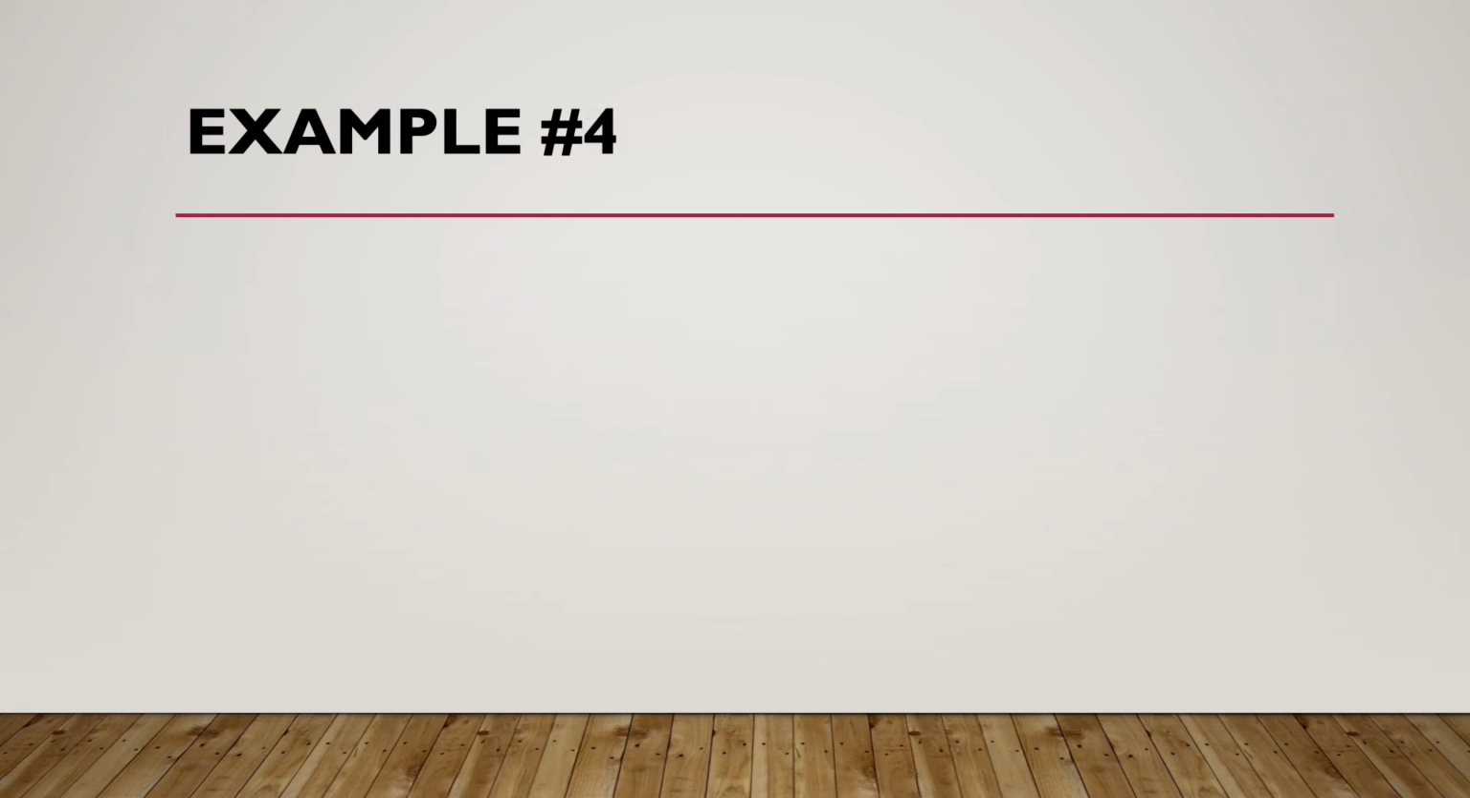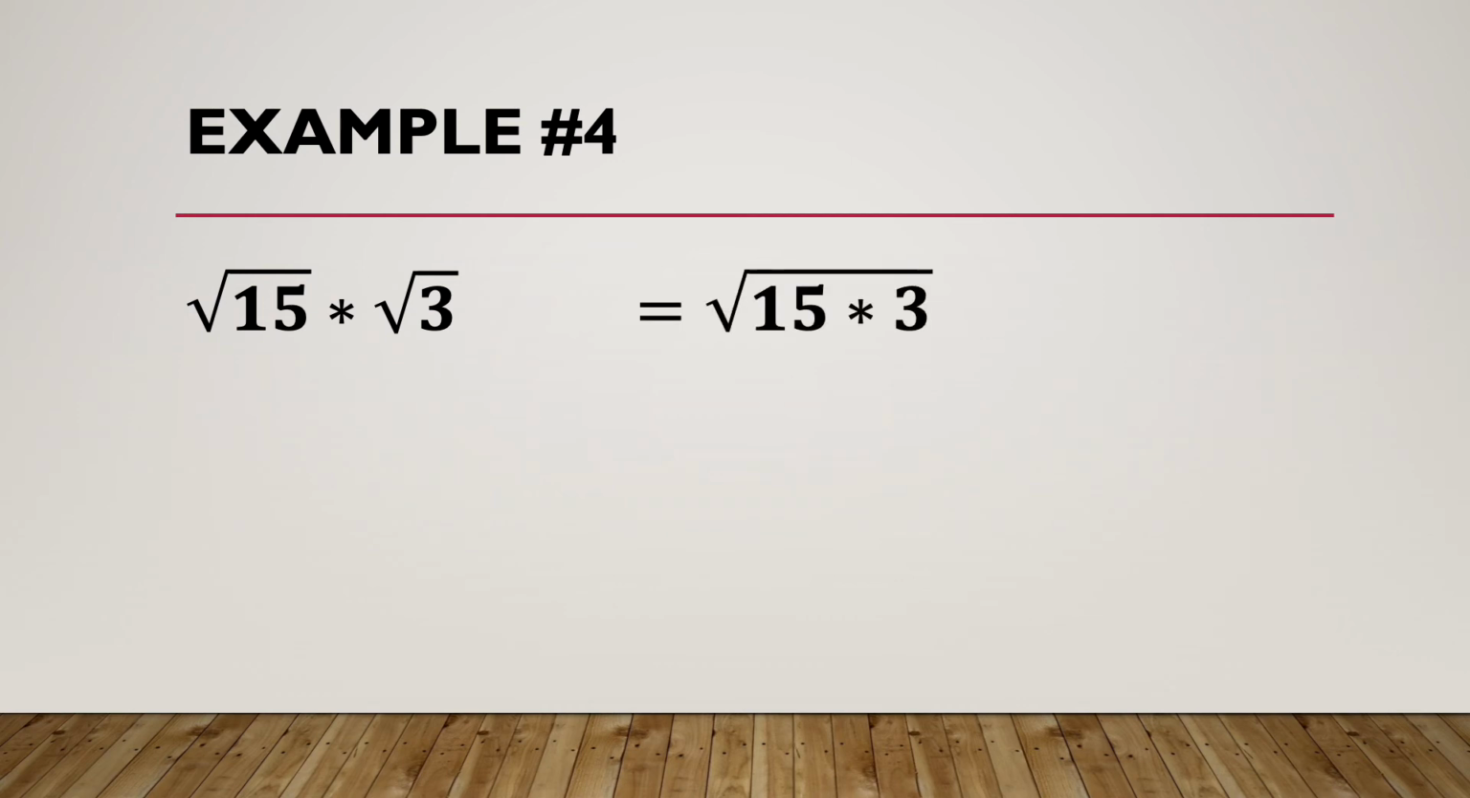Okay, let's move on to example number 4. Square root of 15 multiplied to square root of 3. Do they have the same index? Okay, very good. That is 2. So let's multiply their radicands. 15 times 3 is 45. So square root of 45. Is that the final answer?